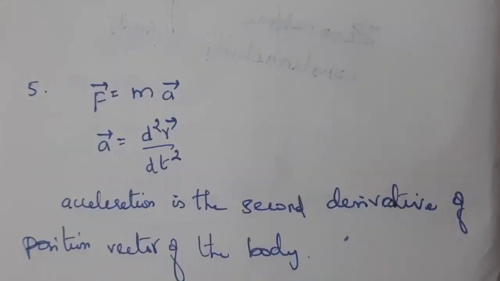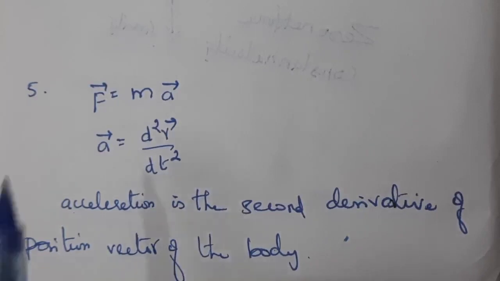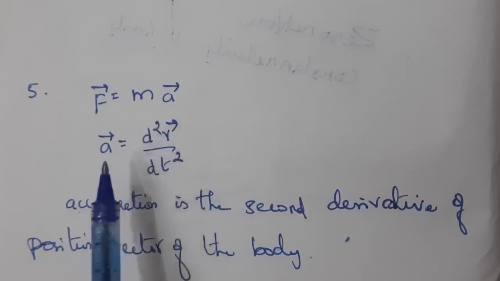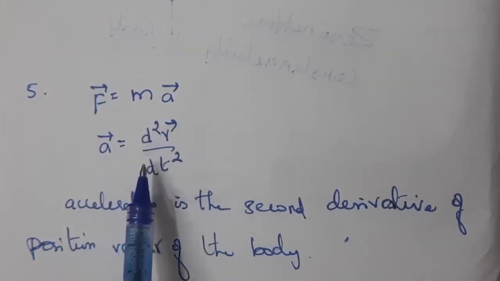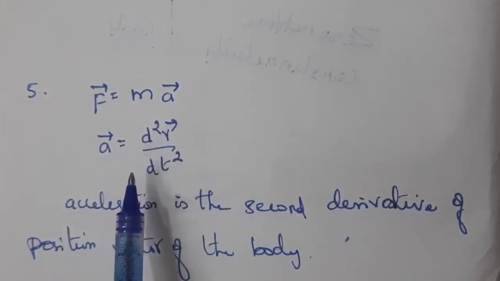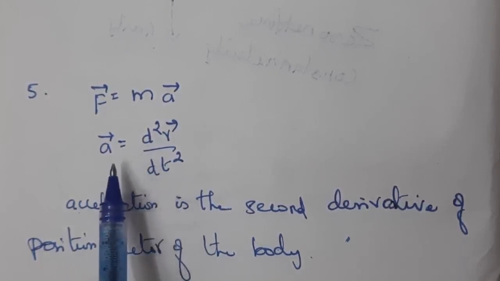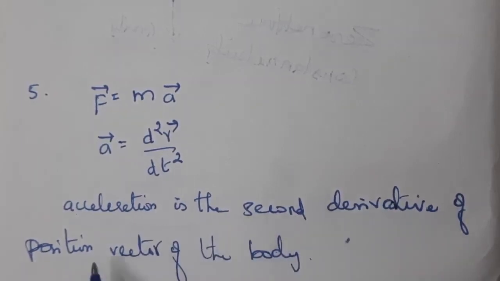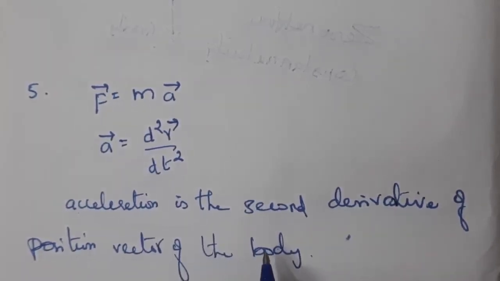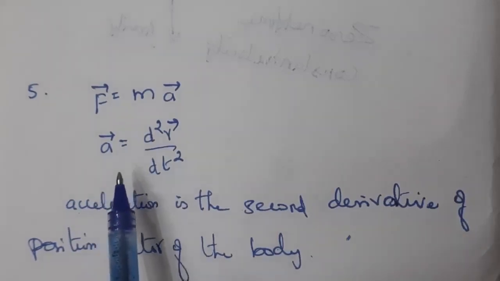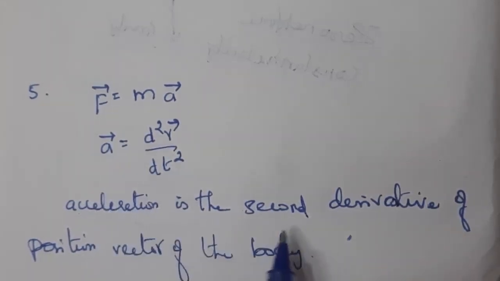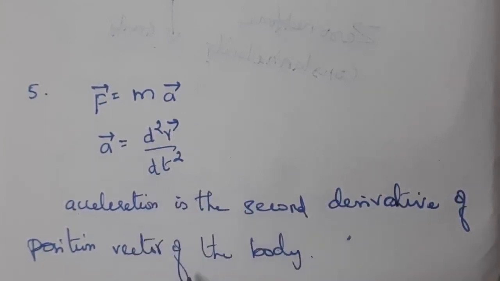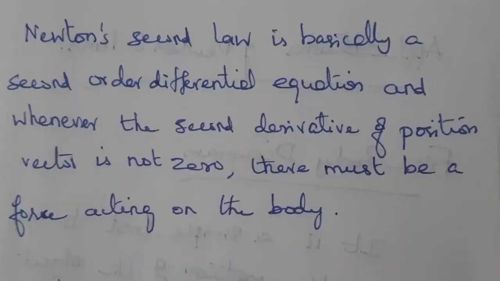The next discussion is, according to Newton's second law, F vector is equal to ma vector. A vector is equal to d square r vector by dt square, where A vector is known as the acceleration. Isn't it? Acceleration is the second derivative of position vector of the body. This we have already discussed. Acceleration is the first derivative of velocity, but second derivative d square r by dt square. So we can say second derivative of position vector of the body.